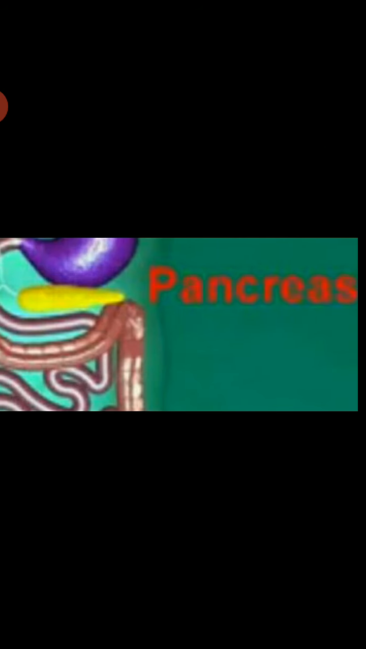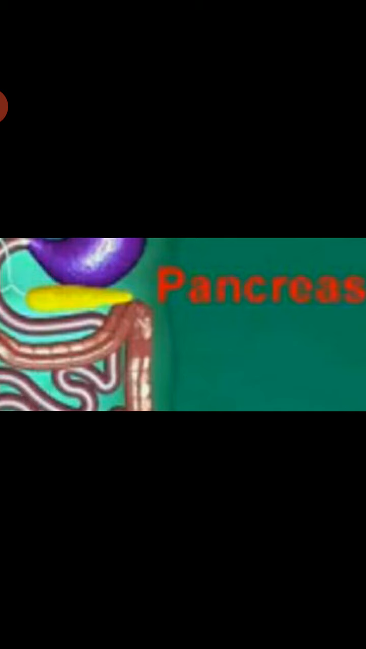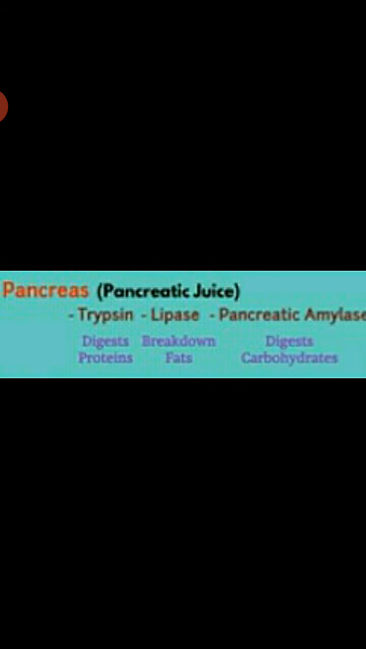Next digestive gland is the pancreas. It's the second largest gland, cream colored, located just below the stomach. It secretes pancreatic juices. They act on carbohydrates, fats and proteins and change them into simpler forms.